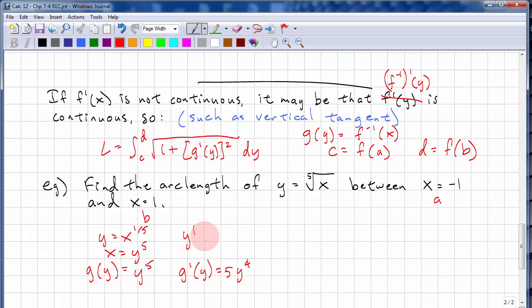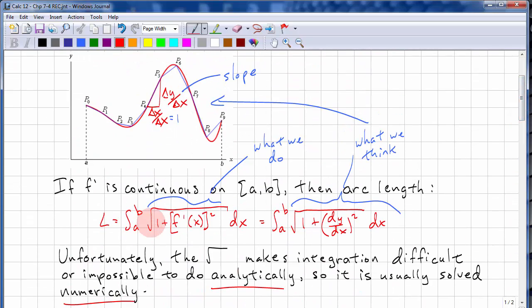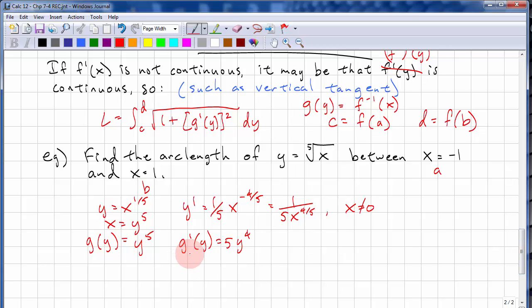And let's just do the derivative here of y, or f. We have 1/5 x to the negative 4 over 5. And this is equivalent to 1 over 5 x to the power 4 over 5. And we see that x cannot be 0. So this is not continuous. But if we take the inverse function, we see that this is continuous because we're not dividing by 0.